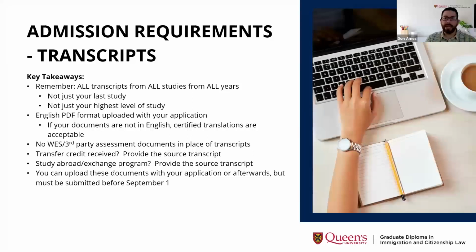As I already mentioned, English, PDF format, translations, you should contact the SGSPA office for more information. Third-party assessment documents can be provided in support, but not in place of official transcripts. If you've received transfer credit, if there is something listed on that University of Toronto transcript that says transfer credit received, 30, 60 units, however many units, maybe it's from multiple different institutions, we will notice that and we will ask you for all of those different institutions' transcripts. So make sure you are acquiring those documents now.